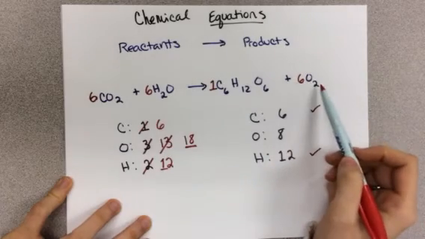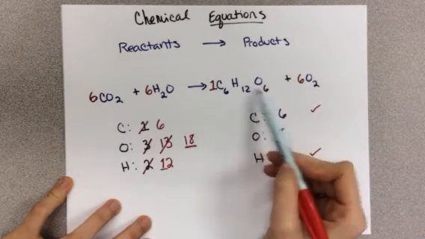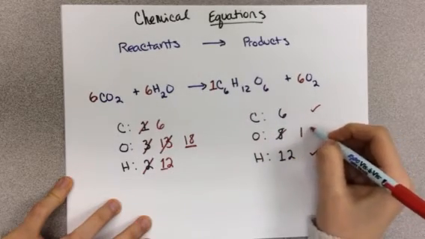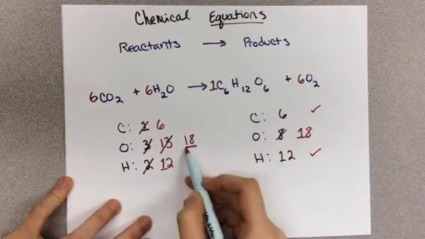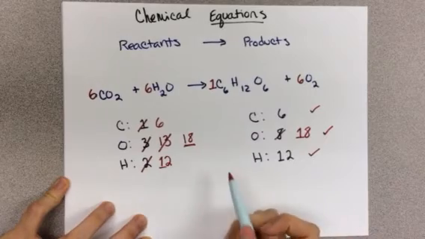And let's check our work here. Now we have 6 times 2 is 12. Plus 6 times 1, which is 6, that equals 18. So now we have 18, which is equal to 18 here. And this equation is now completely balanced.